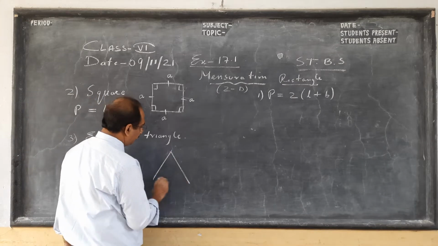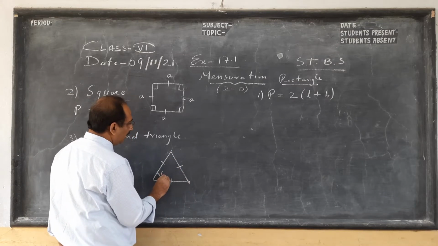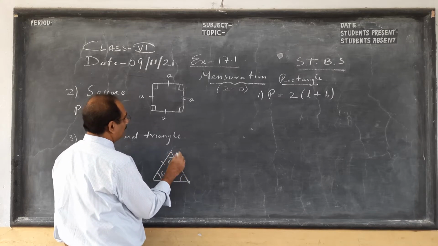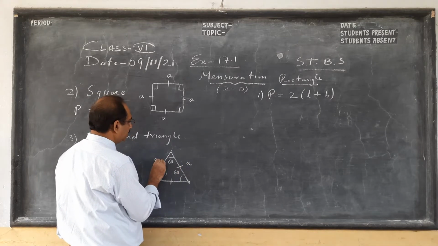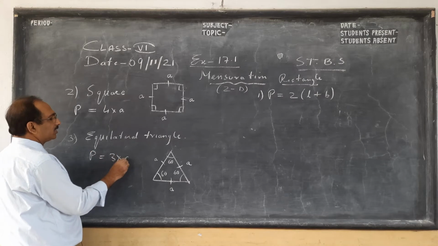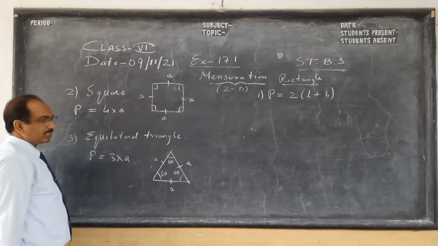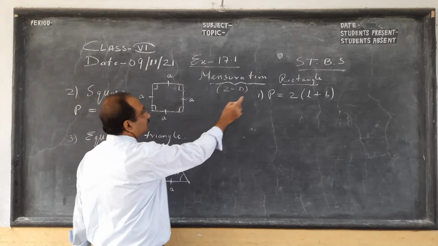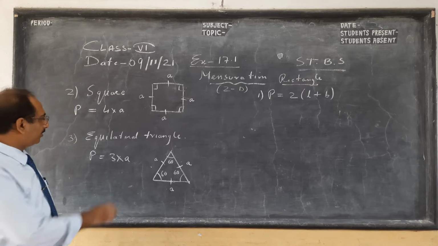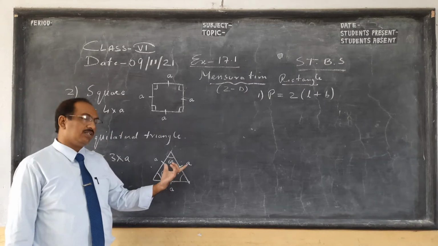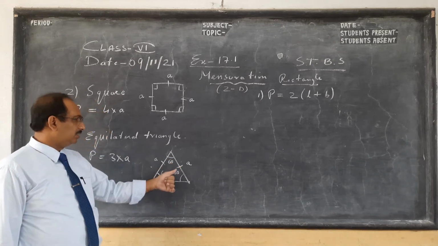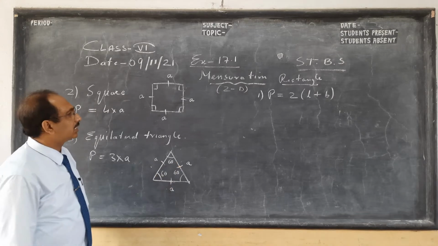Same way, children, equilateral triangle. All sides are equal, all angles are 60 degree. So here if the side is again A you can take. Okay, so here perimeter P stands for 3 times A. A, 3A. Square has 4 sides, 4A. So like that we have, children. First one was rectangle, which I have explained to you in detail. Square, equilateral triangle. Equi means equal, lateral means side. And triangle means 3-sided figure. So equal sided figure which has 3 sides.